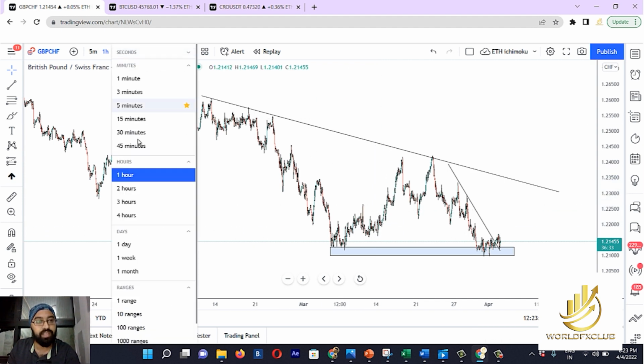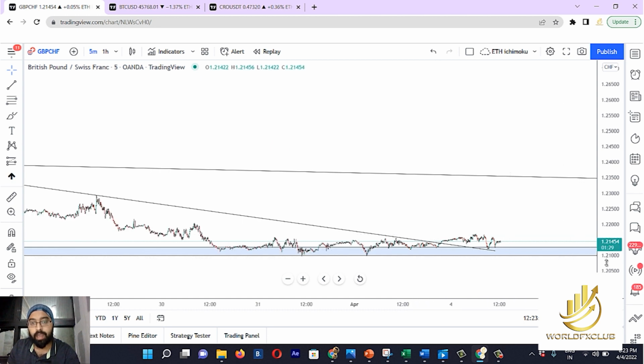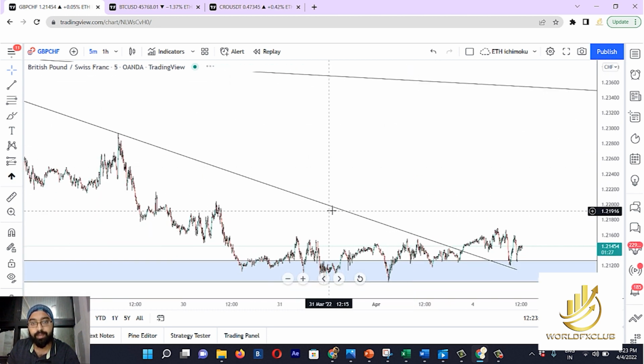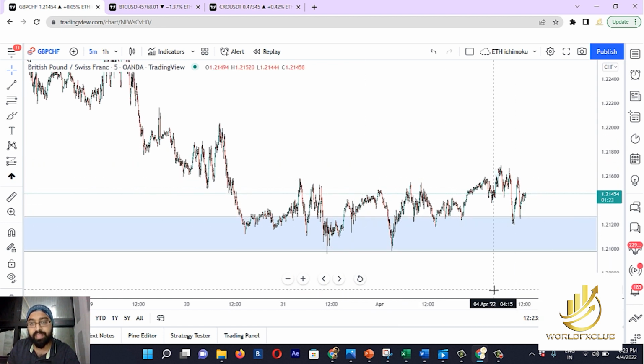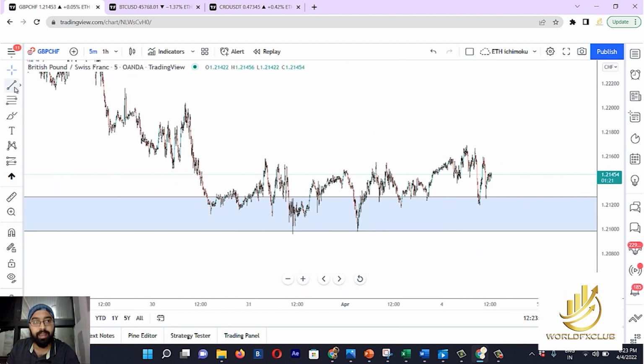So I'll just take a 5-minute time frame. Yeah, so this is a 5-minute chart, right? Let me remove this. As I know that the trend is broken, I will just try to observe things which will give me my entries.